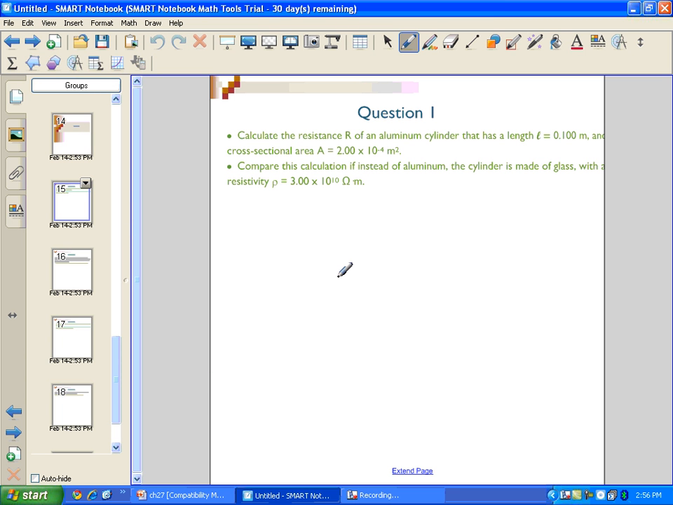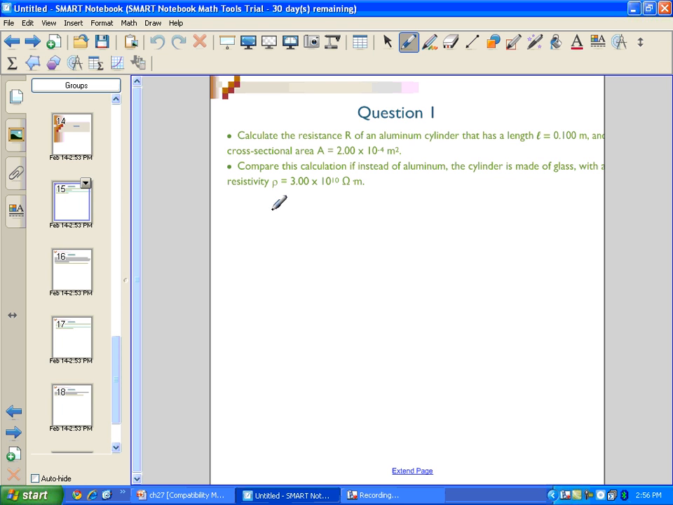Here, we're told to calculate the resistance of an aluminum cylinder which has a length of 0.1 meters and a cross-sectional area of 2 e to the minus 4 meters squared. Then we're to compare that value of resistance with another aluminum cylinder of the same dimensions, but instead made out of glass, and we're given the resistivity for that type of glass.